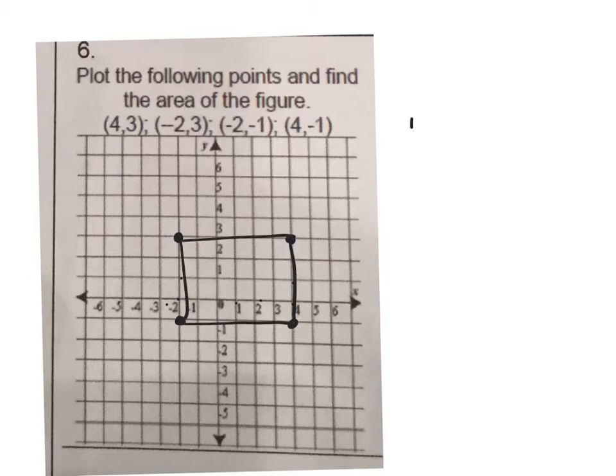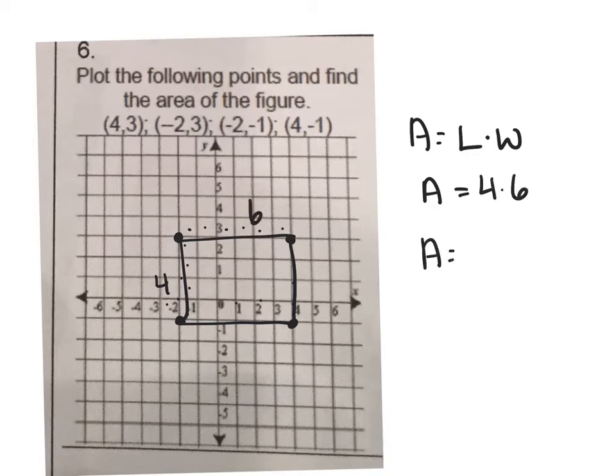And so to find the area of a rectangle, we need to know our length times our width. And so this would be 1, 2, 3, 4, and 1, 2, 3, 4, 5, 6. So we have 4 times 6. And so our area would be 24 units squared. And you need this label. I take off so many points, even with my 6th graders, when they do not label.